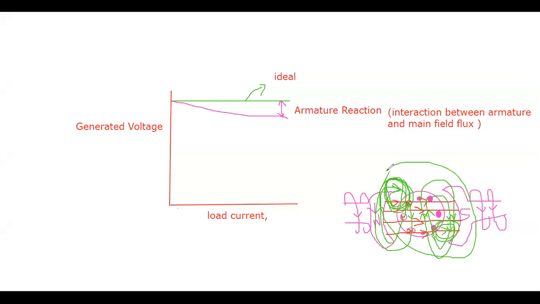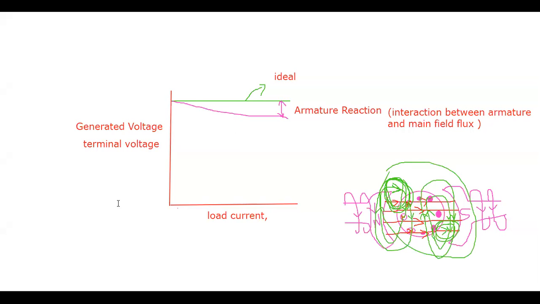If you want to plot a graph for external characteristics, what are the parameters that I need? The x-axis remains the same. The x-axis is the load current, whereas the y-axis is changing. The y-axis should be the terminal voltage for the external characteristics.